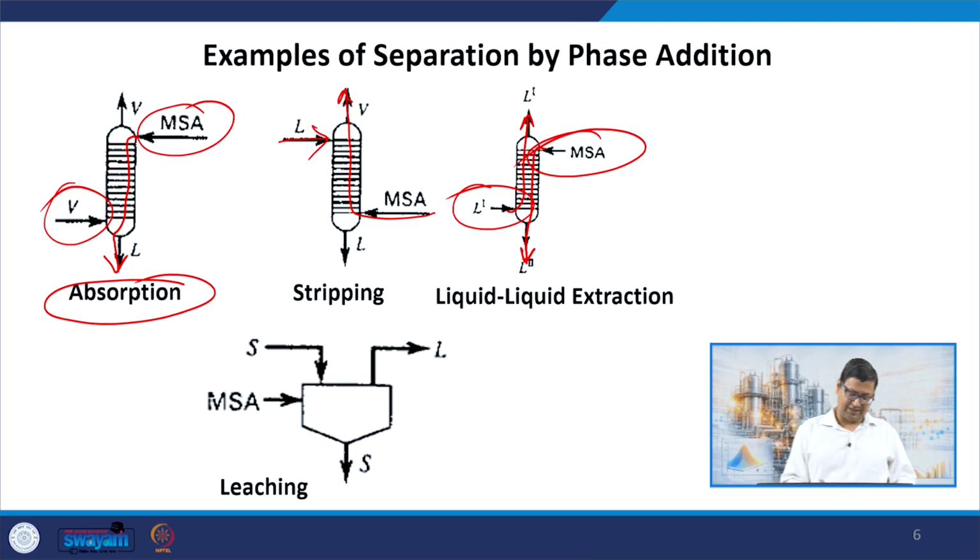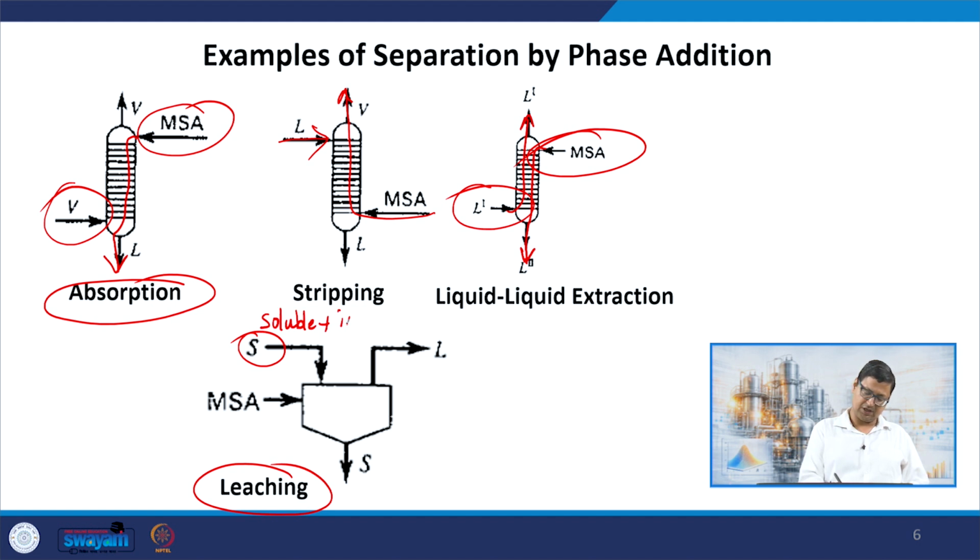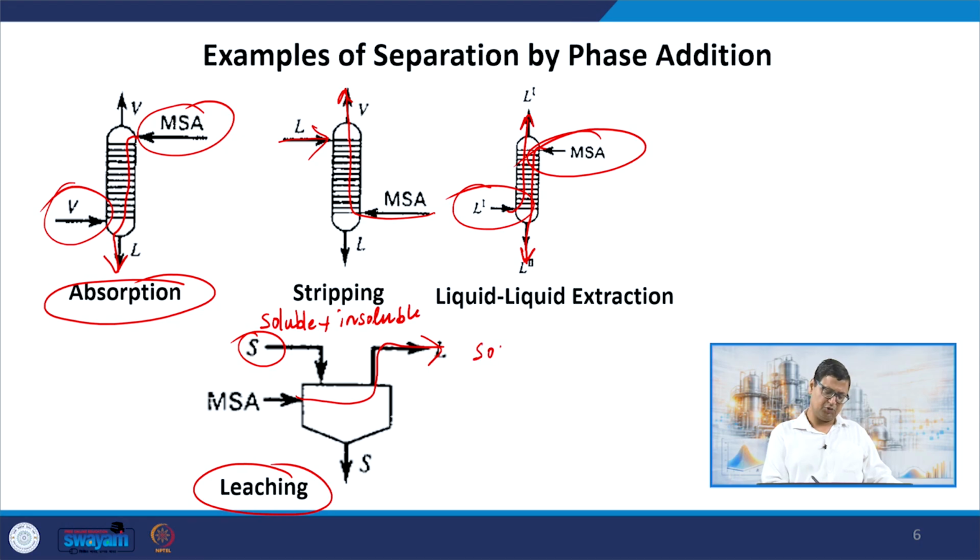There is also something called a leaching process, where we have a solid feed containing a soluble component and an insoluble component. We pass the MSA, that is a liquid, and it dissolves the soluble component of the solid, and it basically carries the liquid containing the soluble component, and the solid product coming out contains primarily the insoluble component, right?